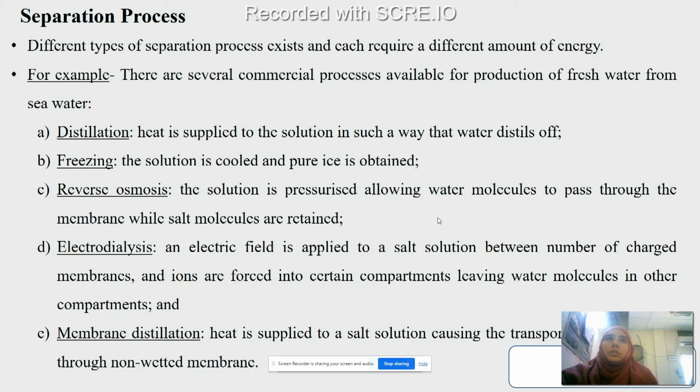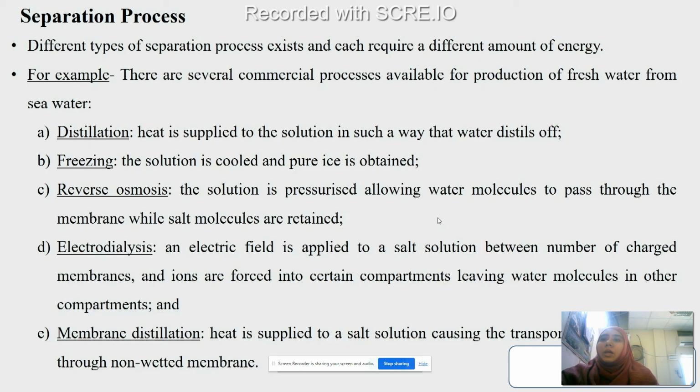The second is freezing. The solution is cooled and pure ice is obtained. And the third one is reverse osmosis. The solution is pressurized, allowing water molecules to pass through the membrane while salt molecules are retained.